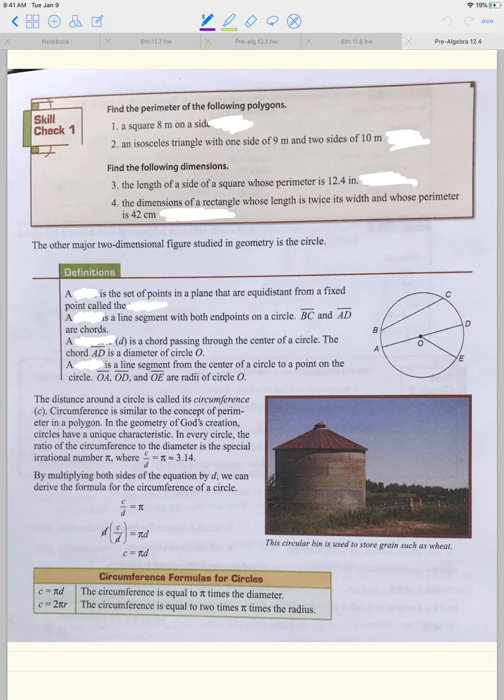Okay. Skill check number 1, find the perimeter of the following polygons. So we have a square that is 8 meters on a side. Perimeter of a square is equal to 4S. So perimeter is equal to 4 times 8, 32 meters. An isosceles triangle with one side of 9 and two sides of 10. 10 plus 10 plus 9 is equal to 29 meters.